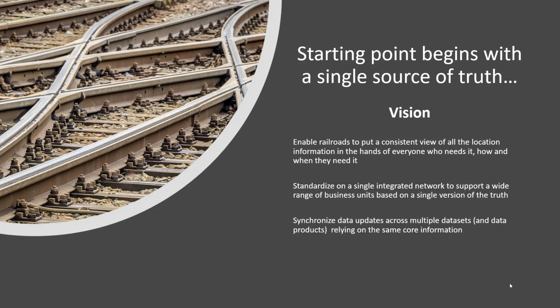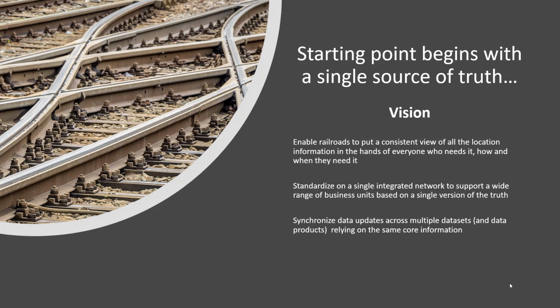The problem is that for many agencies, there's no standard or authoritative track data, but rather multiple track data sets and geometries, each developed for their own individual purposes. And as a result, there's no single trusted source of data, and most rail agencies are not really able to fully leverage the full value of their data and information, characterized as they are by siloed and disjointed business processes. So our goal at Esri is to help rail agencies overcome these silos and standardize on a single integrated network to support a wide range of business units based on a single version of the truth.